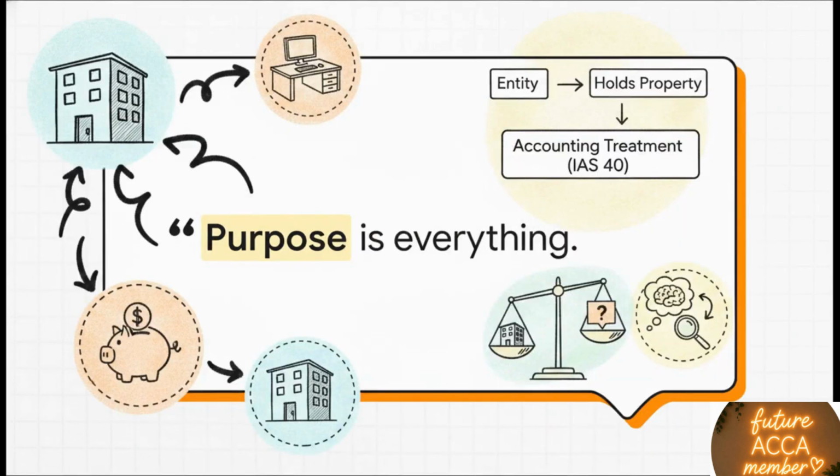The absolute secret to IAS 40 boils down to one simple economic reality. Purpose is everything. Literally. How a property is accounted for depends entirely on why your entity holds it. It has nothing to do with what it physically looks like. A building is just a building, sure, but your business intention, meaning what your board of directors actually plans to do with it to generate cash, that completely rewrites the entire accounting rulebook for that asset.